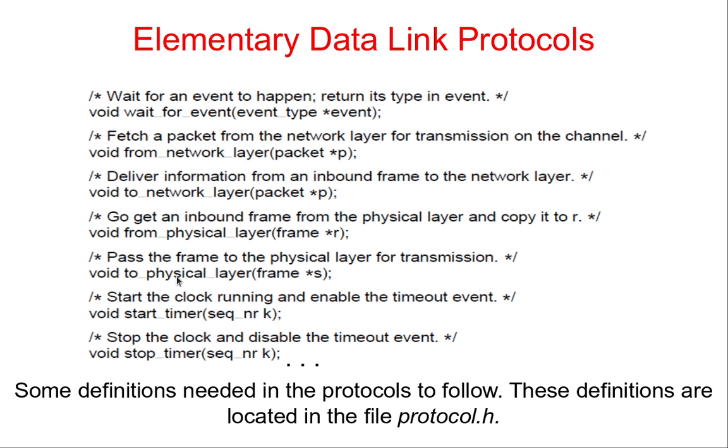Next, pass the frame to the physical layer for transmission. This is the sender's function. The data link layer at the sender will be calling this function, to_physical_layer. Whatever frame is composed out of the packet received will first be stored into s, and then it will be transmitted to the physical layer with to_physical_layer.